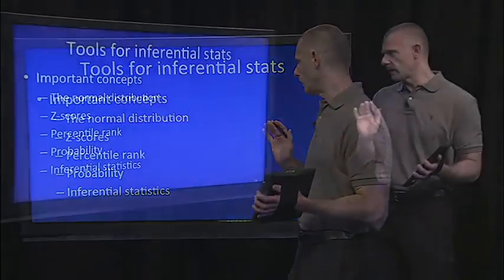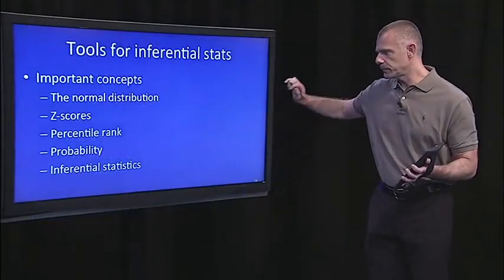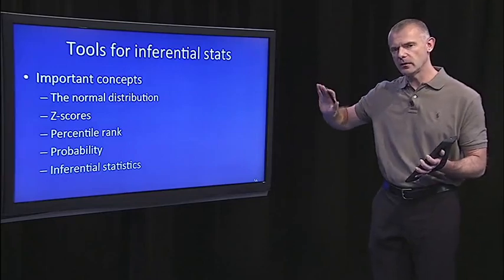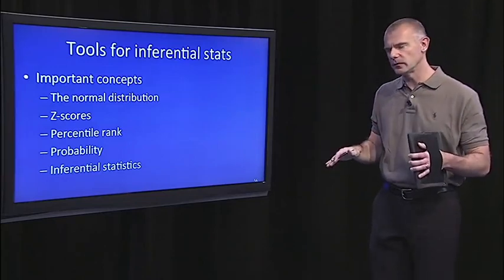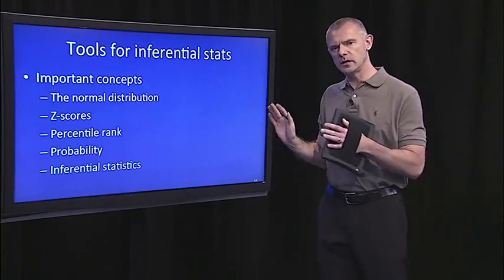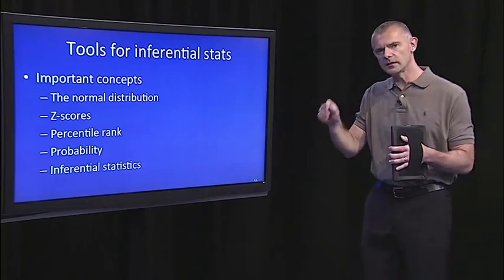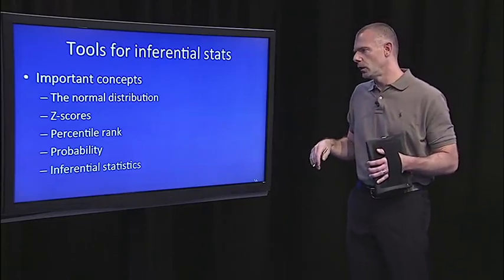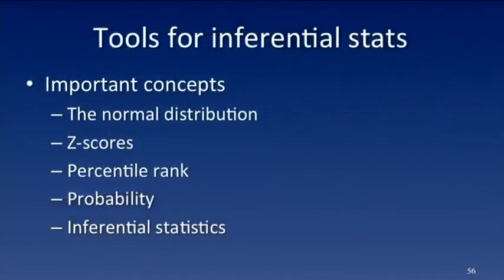So the most important concepts in this segment are, again, to think about the normal distribution and the properties of the normal distribution. I'll introduce a new concept, the z-score, and a z-distribution. I'll also talk about percentile rank. We'll cover a little bit of probability, just very, very basic probability, and that'll prepare us for inferential statistics.